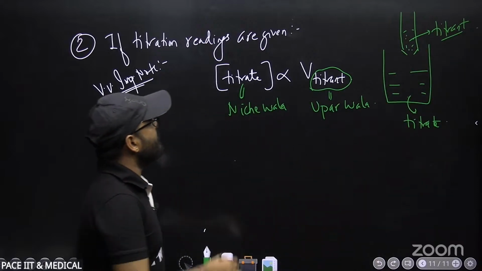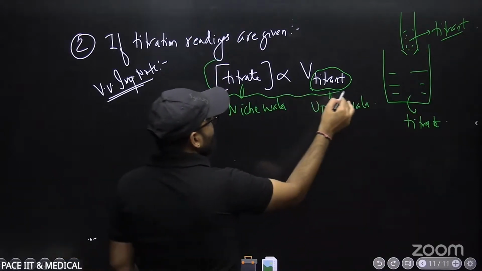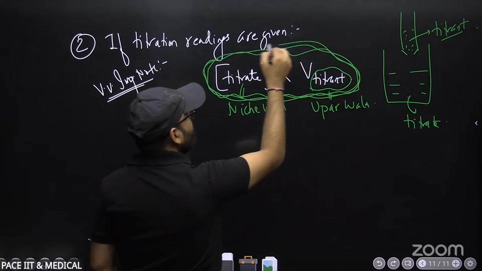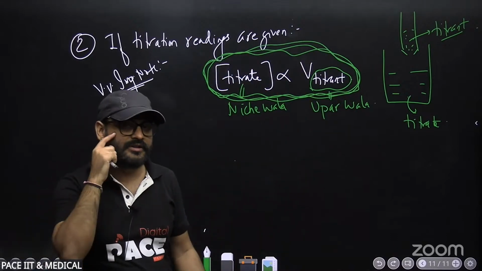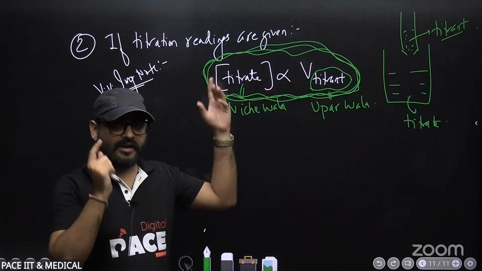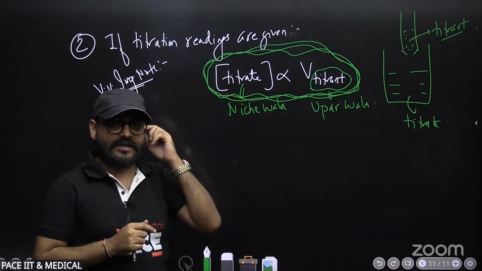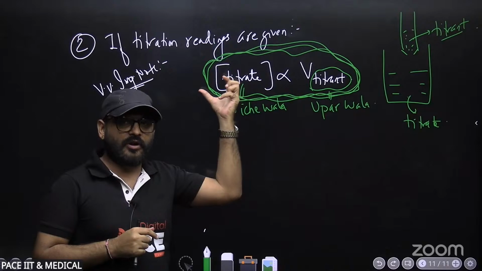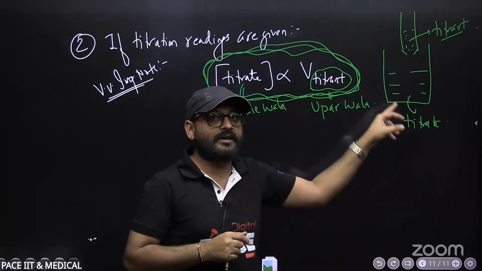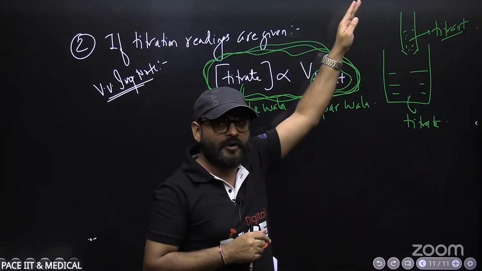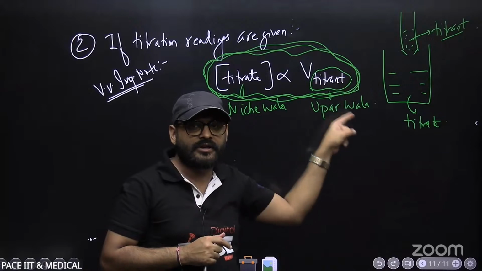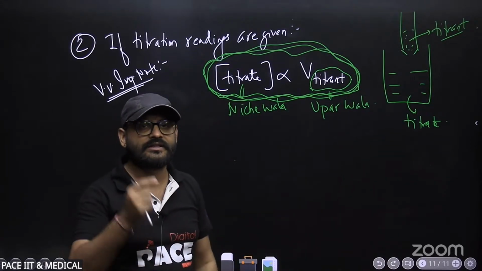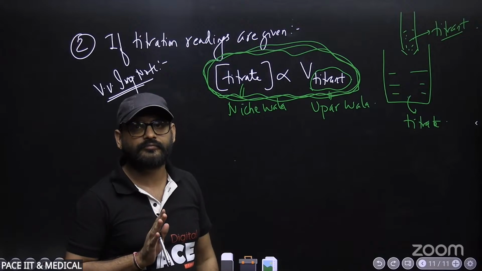So what I'm saying is that the concentration of the one below and the volume of the one above are directly proportional to each other by using the equivalent concept. I'm not going into that again because that is covered in another chapter as well. Concentration of titrate will be directly proportional to volume of titrant. Just keep this thing in mind.